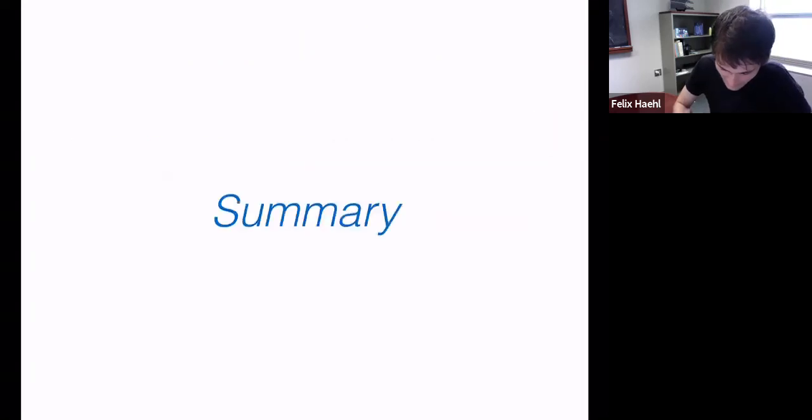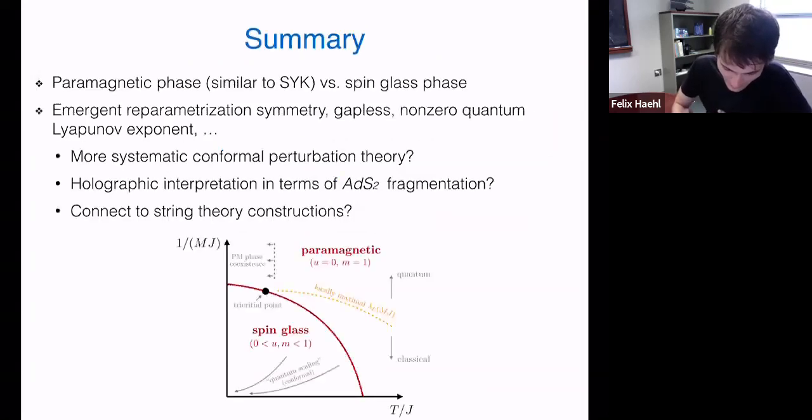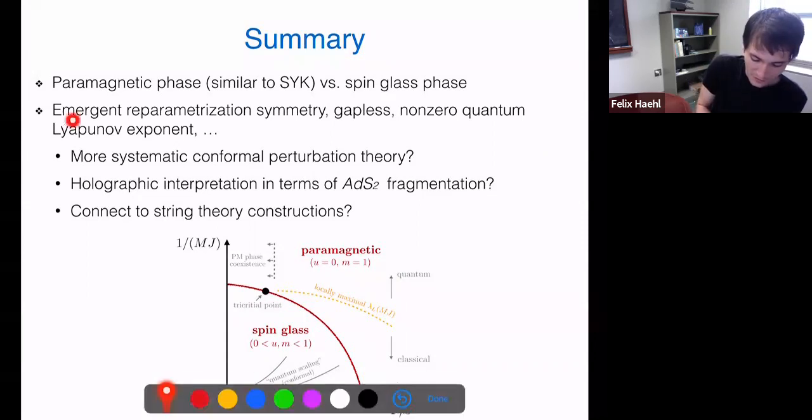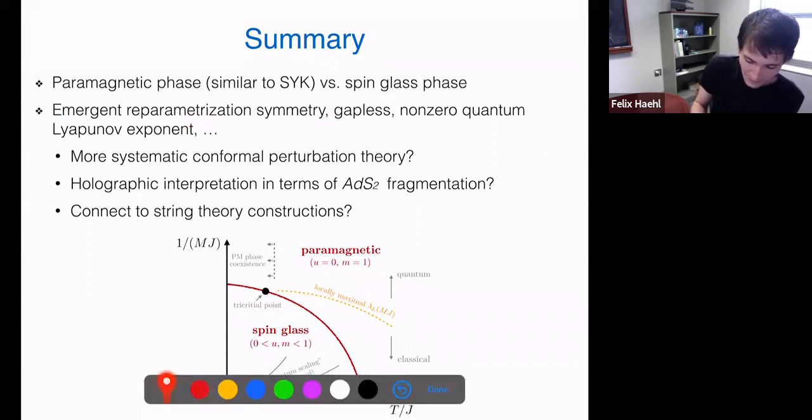Let me just wrap up. So I described this model with a paramagnetic phase that was similar in some respects to the SYK model, and this spin glass phase that we were interested in, which has these interesting features of a reparametrization symmetry and gapless spectrum, and there's a Lyapunov exponent.